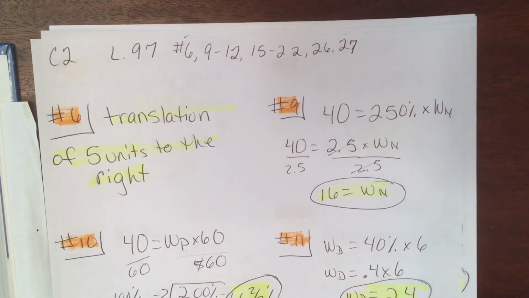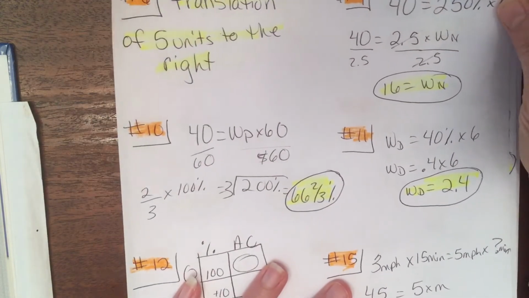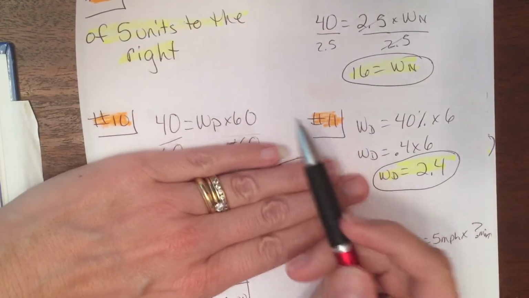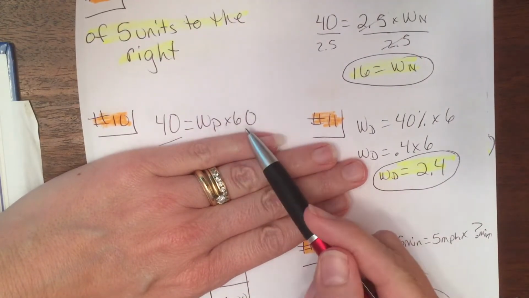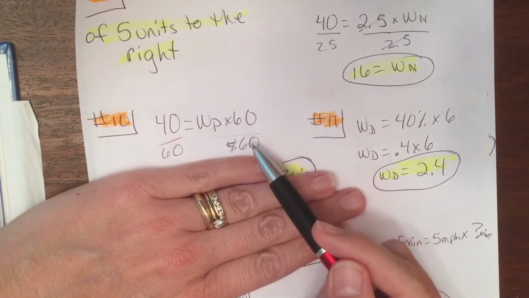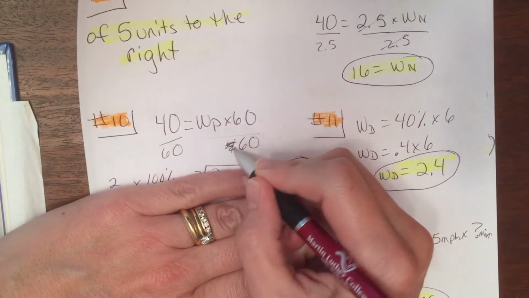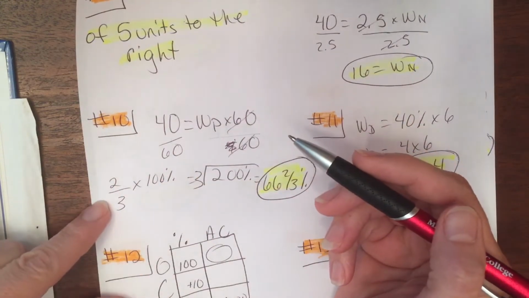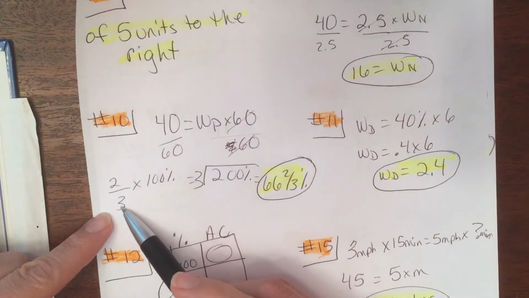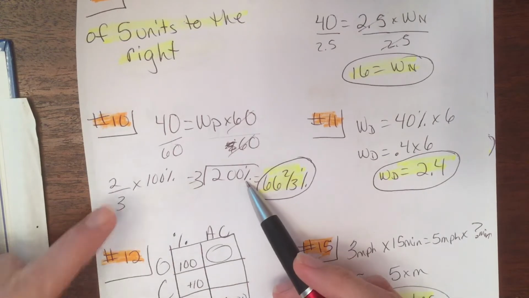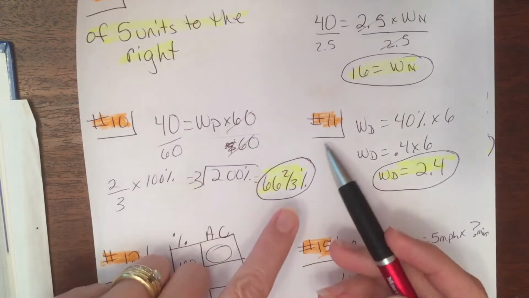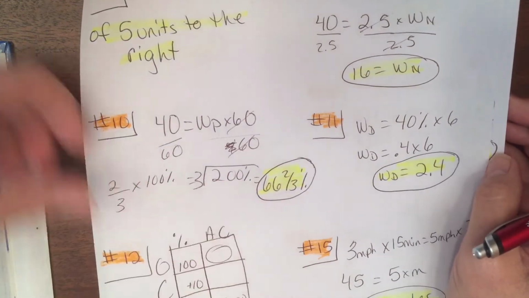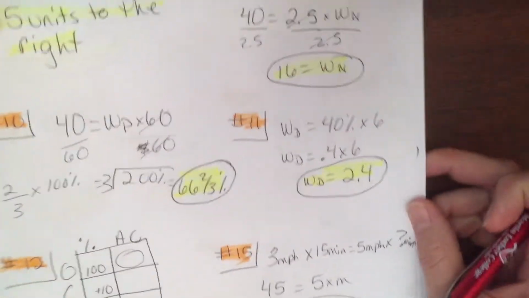Number 10. 40 is what percent of 60? So I wrote it as an equation. What's happening to the percent? It's being multiplied by 60. I undo that by dividing by 60 on both sides. Cancels out here. 40 divided by 60 reduces to 2/3. Multiply my fraction times 100% to get to percent. 200% divided by 3 is 66 2/3%. If you don't have that percent memorized, that's a good one to memorize.